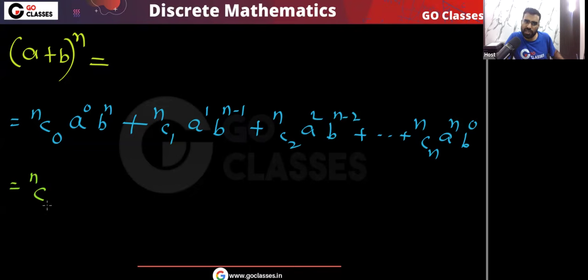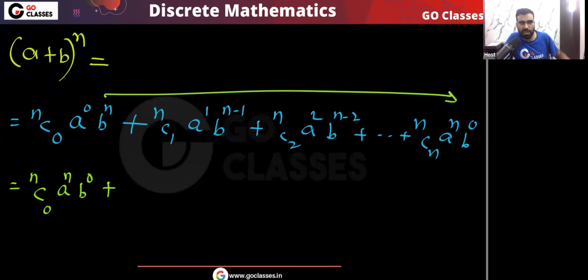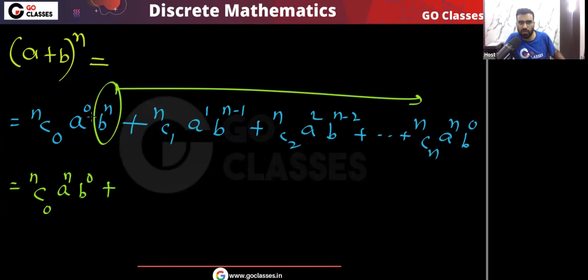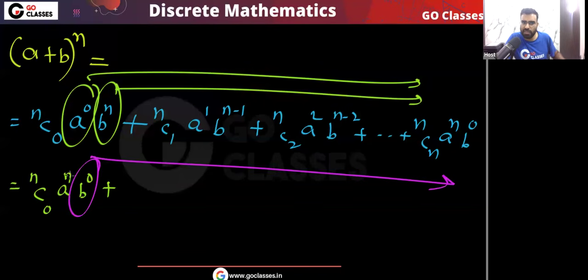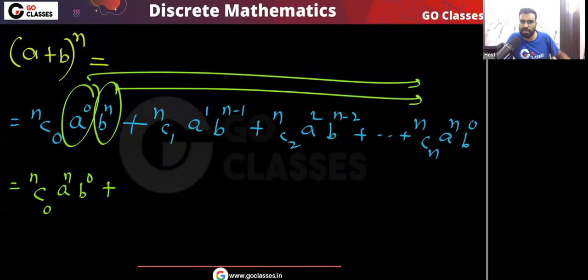You can also do it like this: nC0, you can start with a power n, b power 0. The point is, either you can decrease the power of b and increase the power of a. You can see that we are decreasing the power of b and increasing the power of a in every term. Or you can increase the power of b in every term and decrease the power of a in every term.